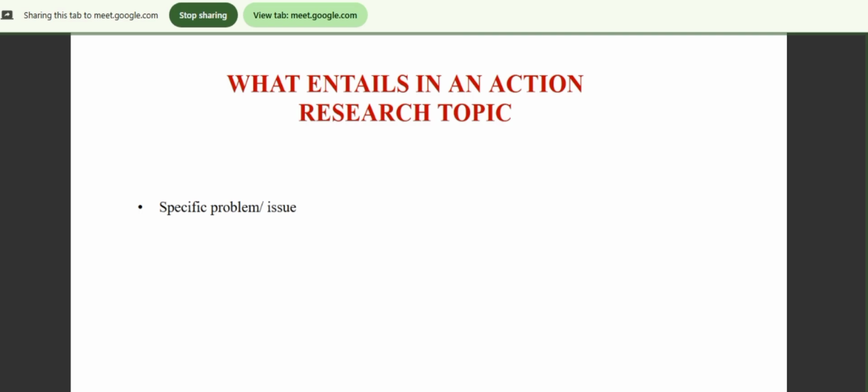Before you can choose an action research topic, you must have a specific problem or issue. This means a clear and specific problem or challenge in your teaching or learning context. As in the example I gave earlier, in the math lesson the students are not involved, or they don't participate in the lesson.